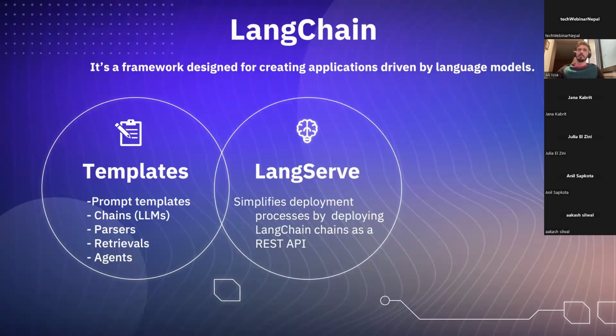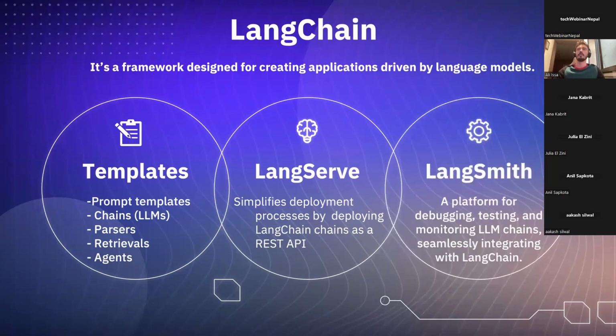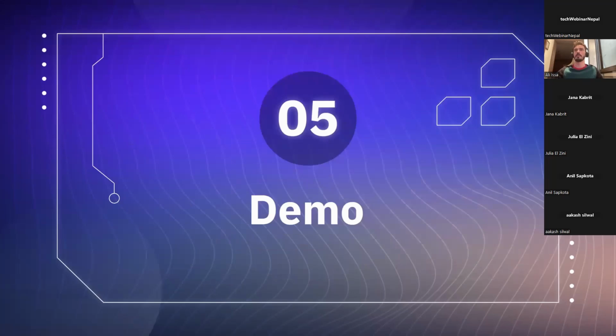Also, Langchain recently introduced LangServe, which is used to deploy Langchain chains as a REST API. And they also offer Langsmith, which is the ability to debug and test your chains. You are able to see the output of the LLM in case you want to enhance it and check where the weaknesses are. So this is mainly about Langchain, and we're going to explore the rest of the details in our demo.